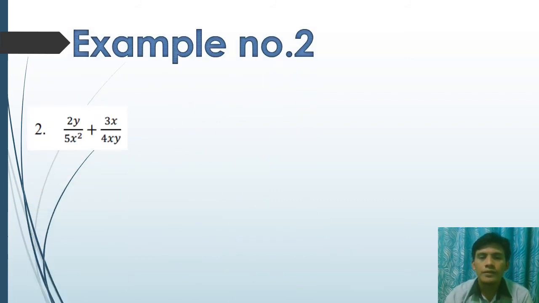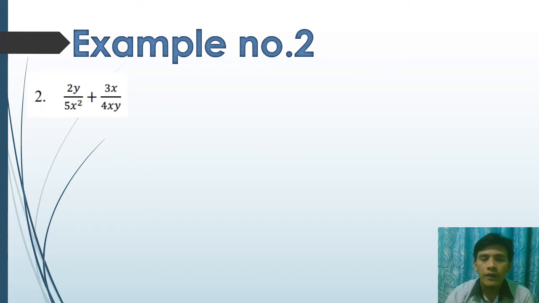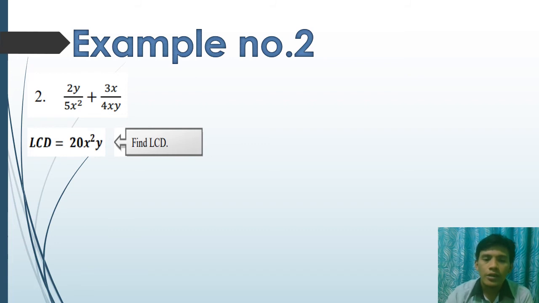Example number 2. 2y over 5x squared plus 3x over 4xy. We need to find the LCD. The LCD is 20x squared y. The LCD will be divided by each denominator, 5x squared and also 4xy.